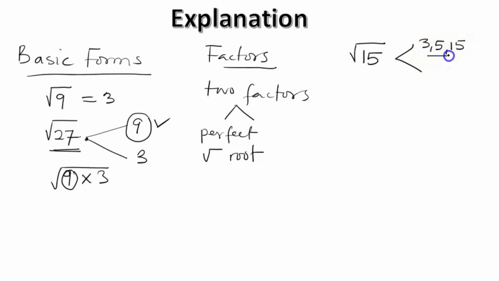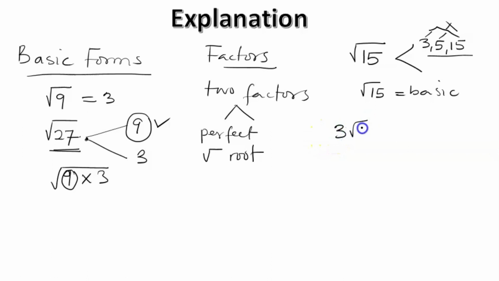So you see all these factors that I've listed. Is there any of them that has a perfect square root? No, there is none. So I can say that root 15 is in its basic form. You see, it's basic because I can't get numbers like that. So that's how we know if a particular surd is in its basic form.